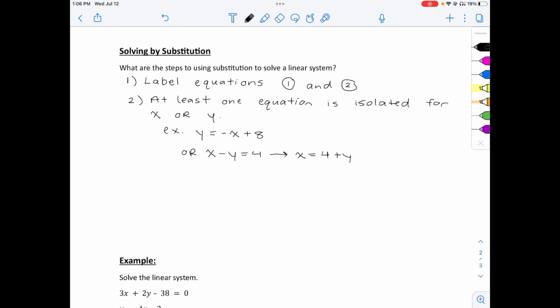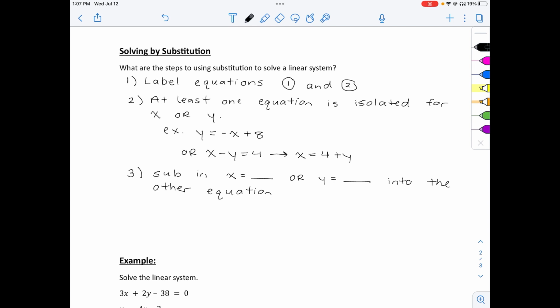Sometimes the equations are already given to you where one or both are isolated for one of your variables, and sometimes they're given to you where you can easily rearrange and isolate for one of your variables. Once you have one of your equations as y equals or x equals, you are going to sub in your x equals whatever your equation is, or y equals whatever the equation is, into the other equation, in place of whichever variable it is isolated for.